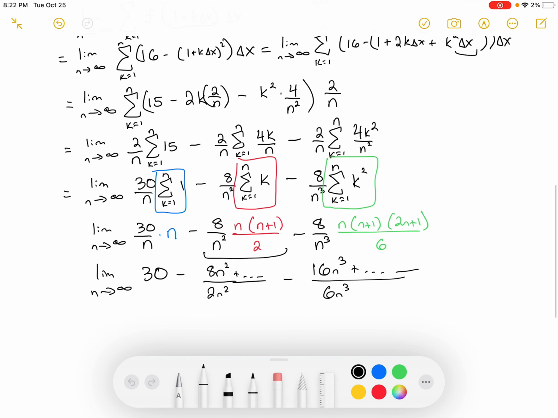Well, as n approaches infinity, that's just 30 minus 8n squared over 2n squared, that's just 4. And then this 16 over 6, that's really 8 thirds. So this thing is 26 minus 8 thirds. 8 thirds, just a little bit less than 3. You guys will see, this is, in fact, 23 and a third. Whew! That was scary, that we thought we might miss that. So this is another example of what we did in class.